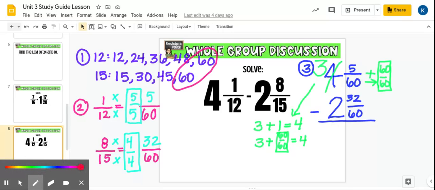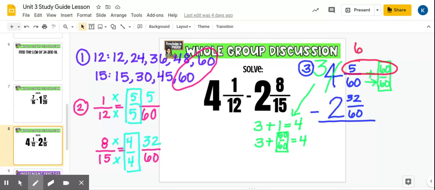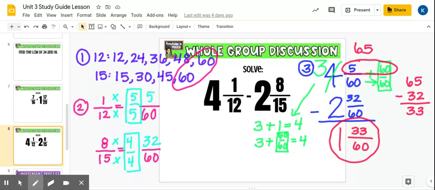So then when you add, you do 60 plus 5 is 65. And now I can do 65 minus 32 to give us 33. And you get 33/60ths. And then you can do 3 minus 2 is 1. And that is your answer.